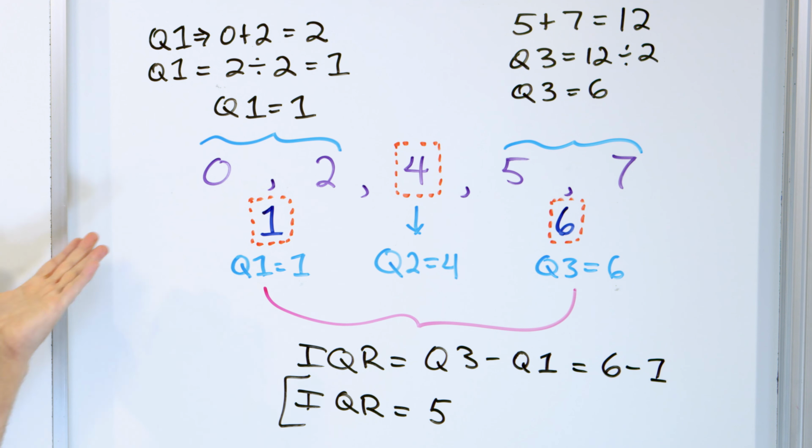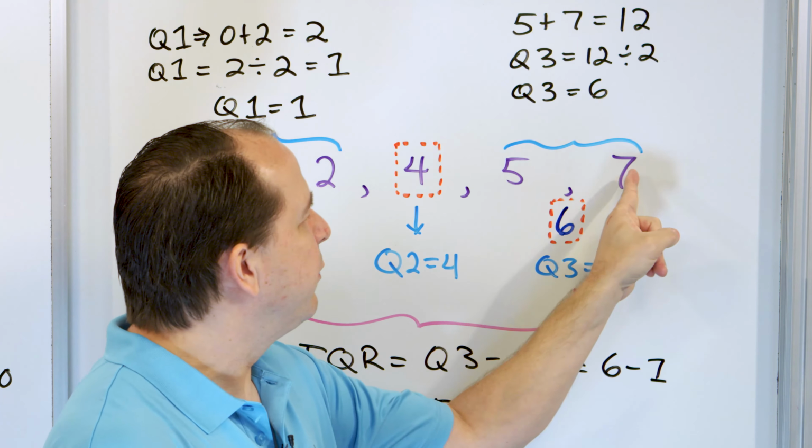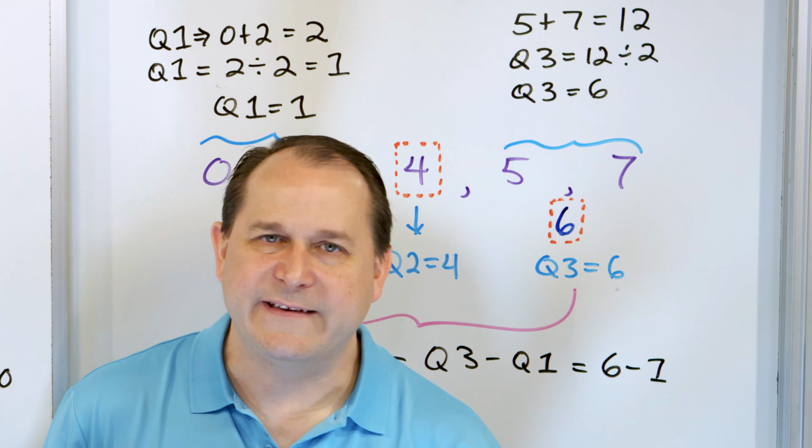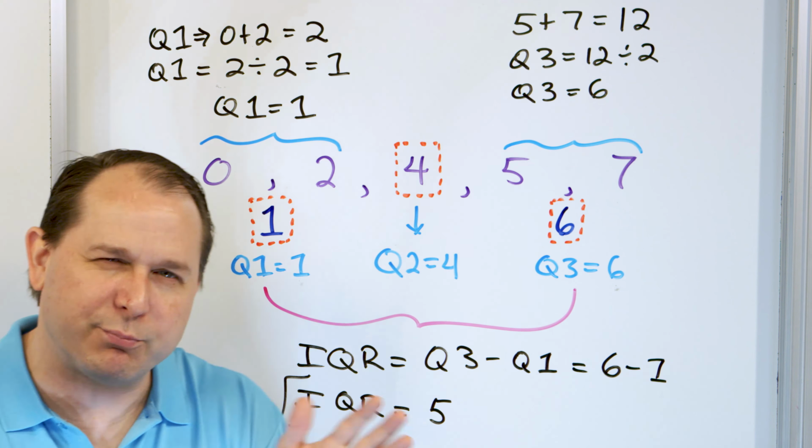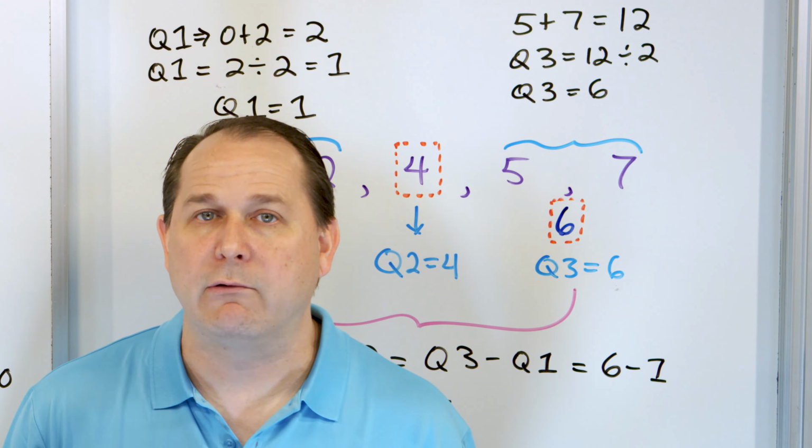Now, what would be the regular range of this data? The regular range would be 7 minus 0, which is just 7, right? That's the regular range of the data. The interquartile range is 5, so they're pretty close. But that's just because there's no outlier here.